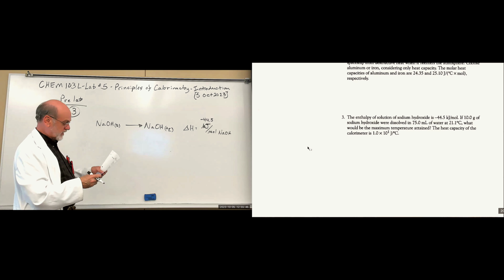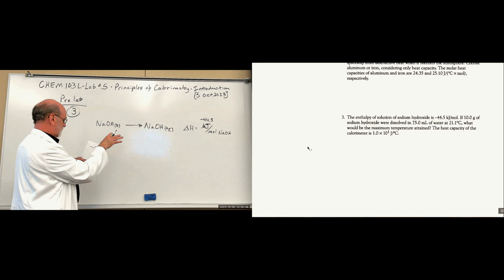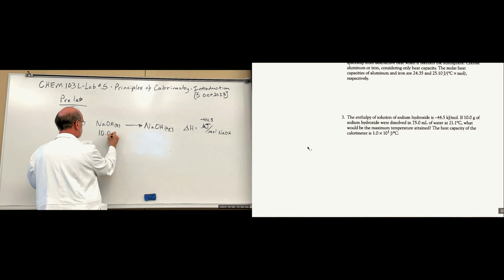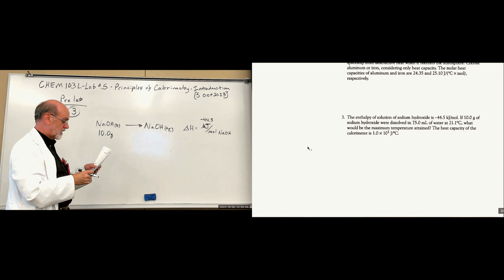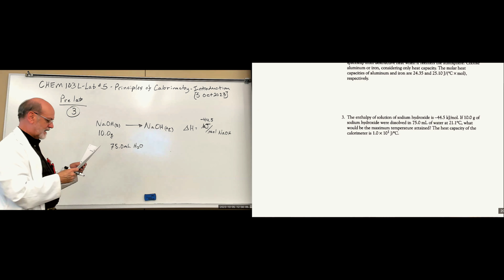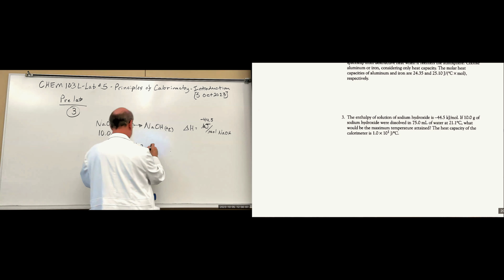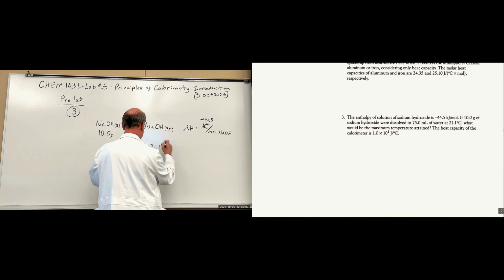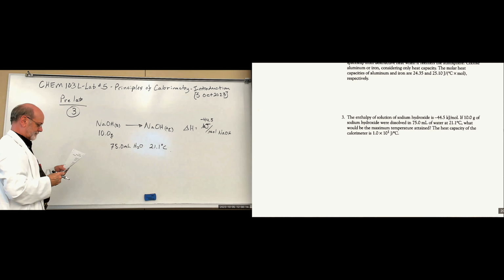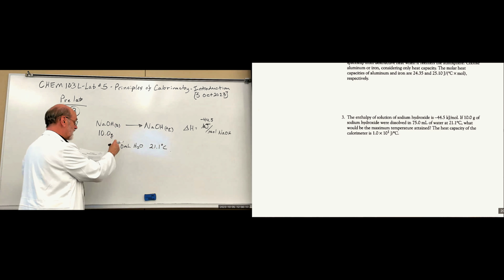Okay, so let's get to the question here. With this information, if 10 grams of sodium hydroxide were dissolved in 75 milliliters of water at 21.1 degrees C, what would be the maximum temperature attained? Right, so when it releases that energy, it's going to heat this mixture up.